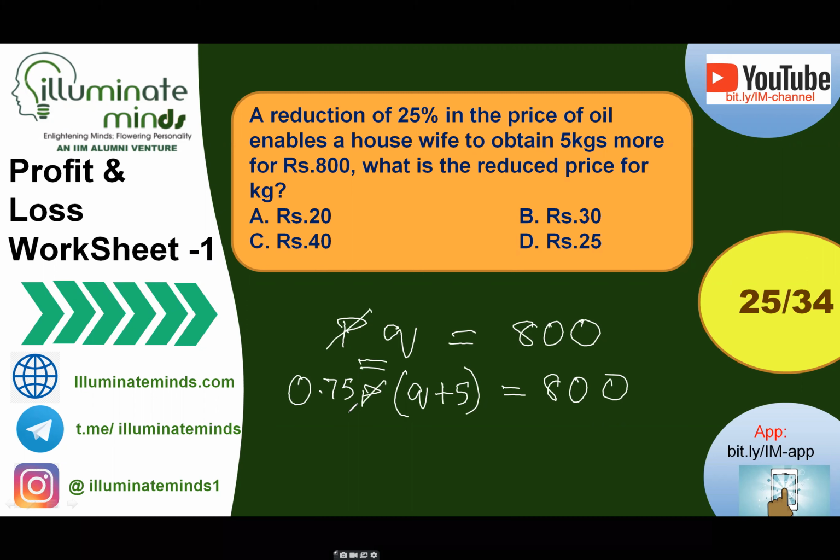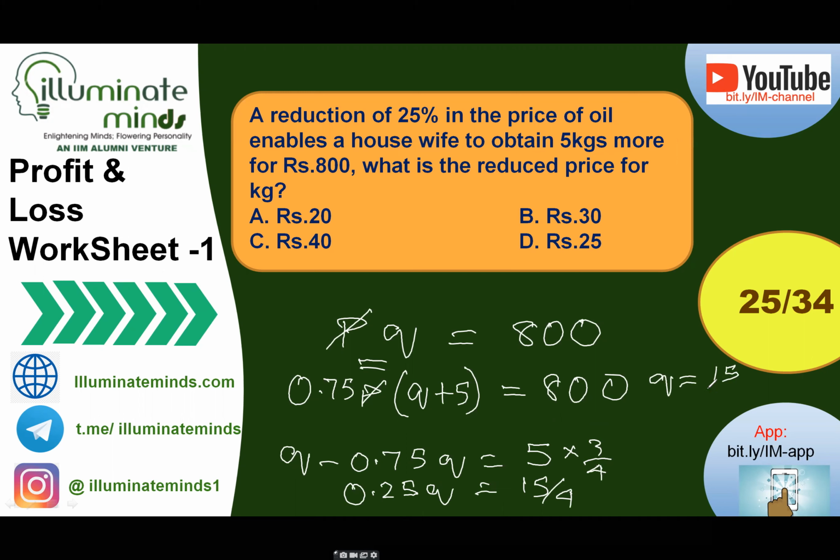Again, P gets cancelled. So Q is equal to 0.75 times (Q plus 5). Q minus 0.75Q is equal to 5 into 0.75, that is 5 into 3 by 4. So 0.25Q is equal to 15 upon 4. So Q is equal to 15 upon 4 upon 1 by 4. So Q becomes equal to 15.